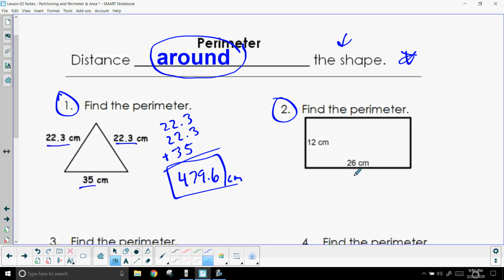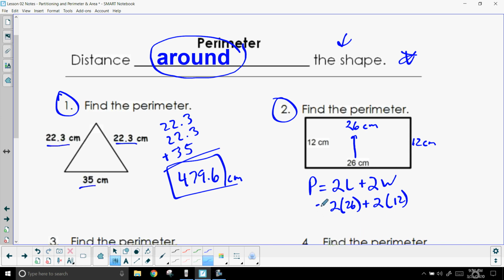This looks like a rectangle, so I'm going to treat it as such. Which means if this side's 12, so should this side be 12. And if this is 26, so should this other side be 26. Okay? And look, we've seen this formula. Perimeter is twice the length plus twice the width. Well, if this is the width and this is the length, we can just use this formula. And we've seen this formula before when rearranging formulas.